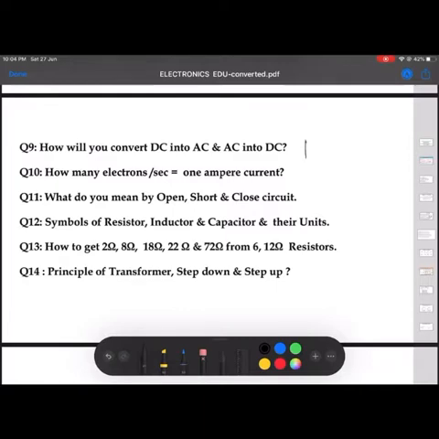Now the fundamental question here is how you convert DC into AC and AC into DC. For AC into DC, we all know we require a rectifier, and we also know that for DC to AC we require an inverter. All those whose houses have an uninterrupted power supply know what an inverter is.